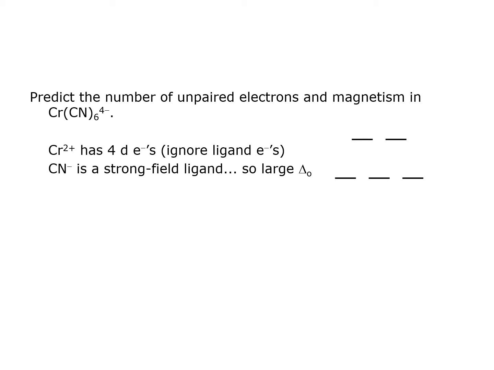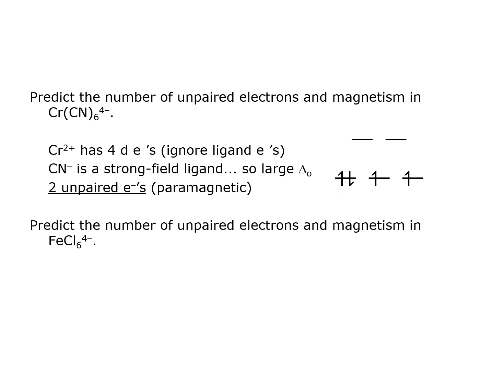Next up, I draw the pattern which we associate with an octahedral complex. 2 d orbitals high, 3 d orbitals low. And I then go about adding my electrons one at a time, spin up in each of the first 3 orbitals. And that 4th electron, well, because we have a strong field ligand and a large splitting energy, I'll add it to the lower set of orbitals. I have 2 unpaired electrons. And given the presence of the unpaired electron, I would identify this complex as being paramagnetic.